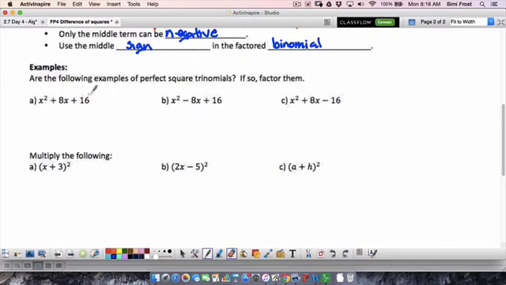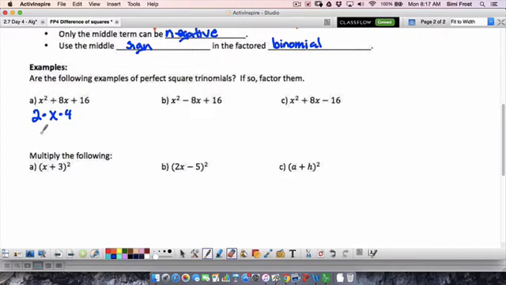Okay, so is this an example of a perfect square trinomial? Well, the first and the last are perfect squares. And then is this middle term the square root of the first and last times 2? Let's find out. First we'll do 2 times the square root of the first one, which is x, times the square root of the last one, which is 4. Well, 2 times 4 does equal 8x. And now we're just going to factor it.